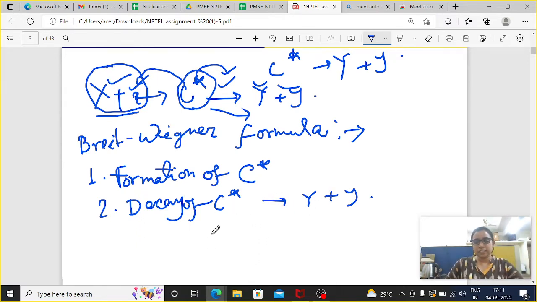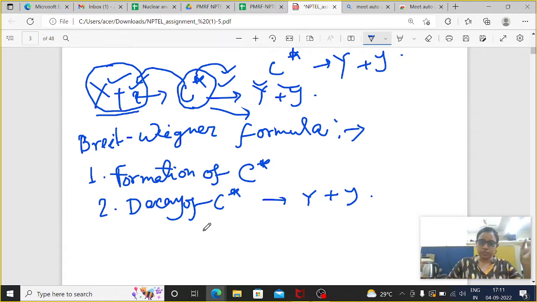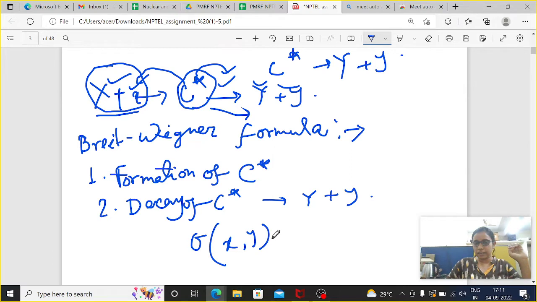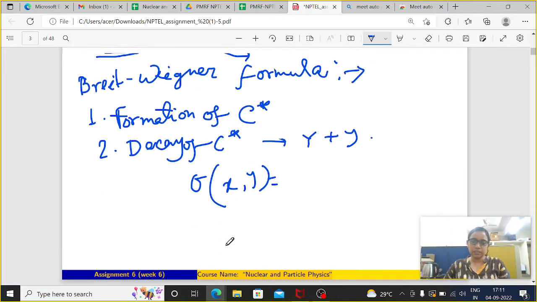So if I calculate the cross section of the whole process, let's say the cross section sigma xy. Why am I writing it like that? Sigma xy. You can just remember this notation.